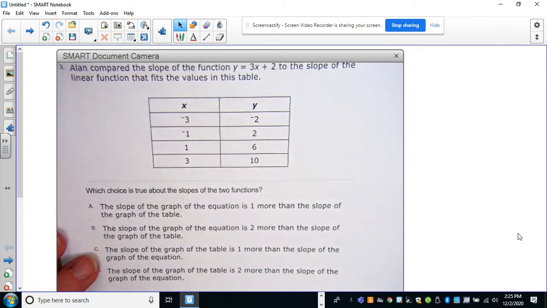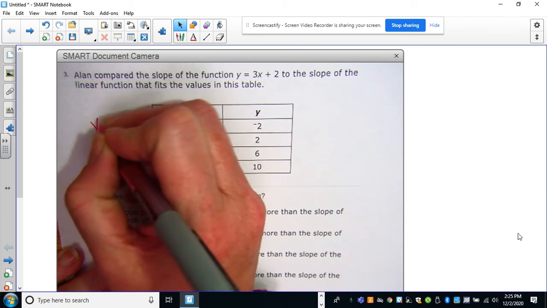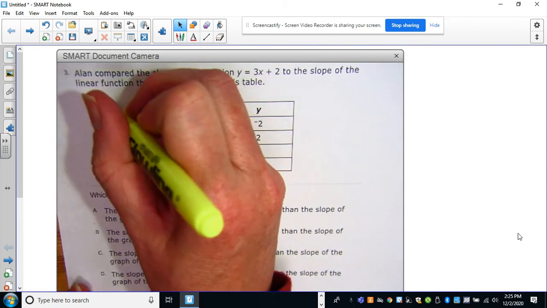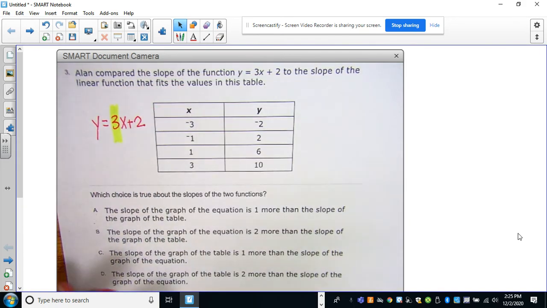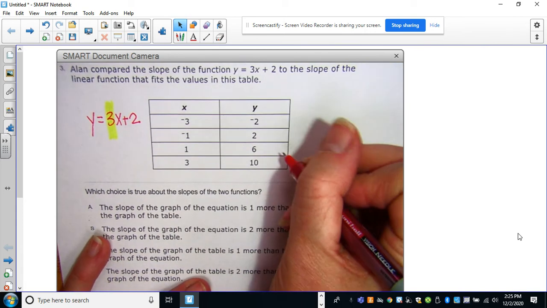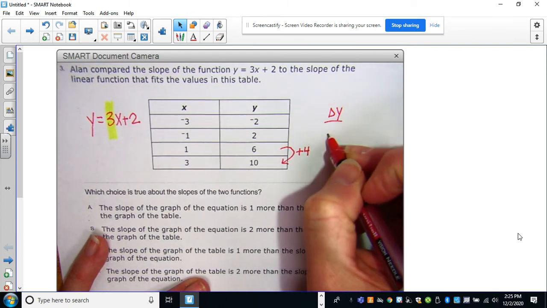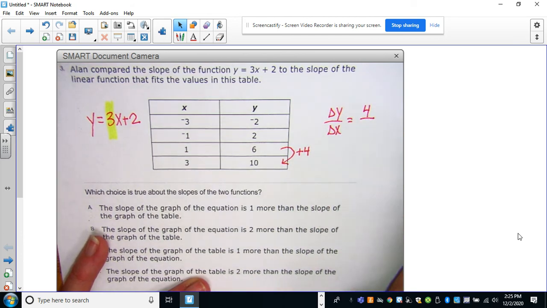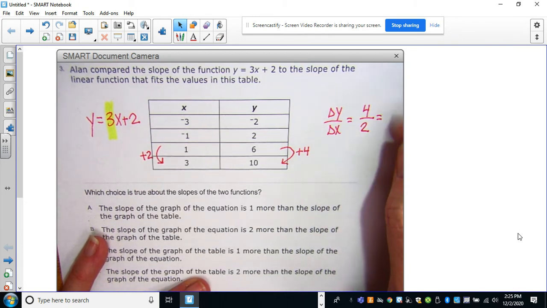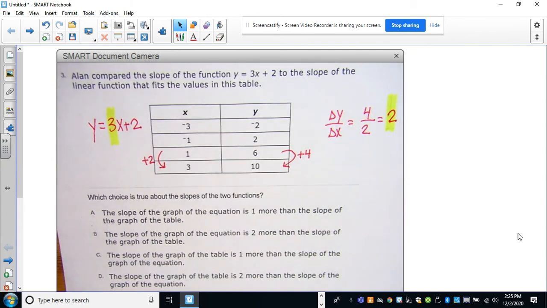One more for this video. Alan compared the slope of this function, y equals 3x plus 2. So the slope for this one is 3. And the slope for this one, we really don't even need your y-intercept. We just need the slope. So I'm just going to pick a couple of points here. The slope here is plus 4. So my change in y over change in x's is 4 over, from here to here, plus 2. And 4 divided by 2 is 2. So that's my two slopes, 3 and 2.